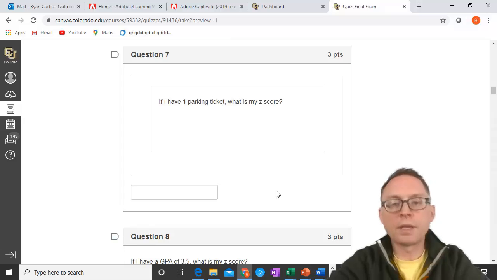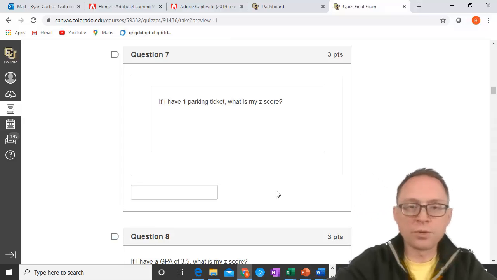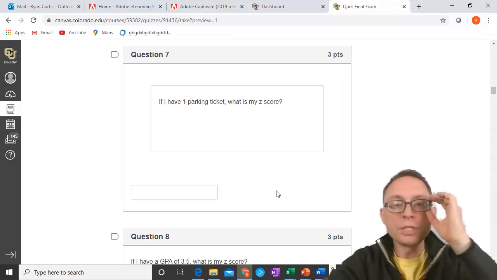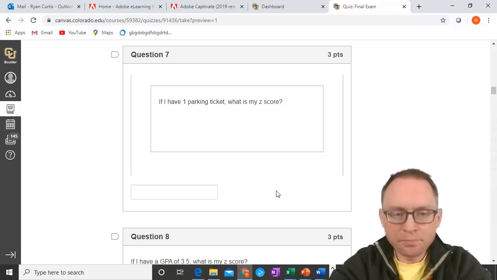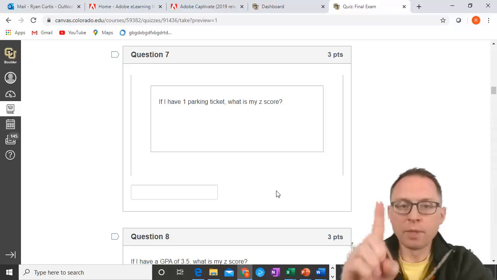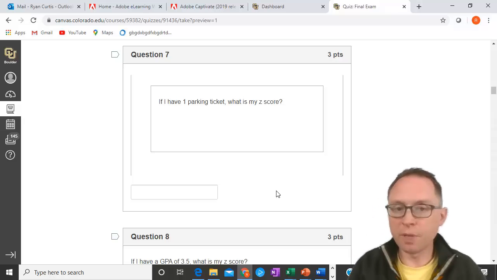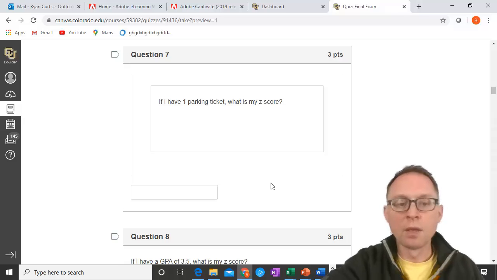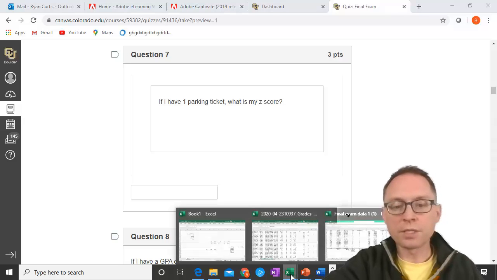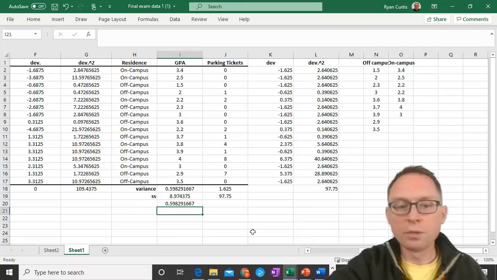If I have one parking ticket, what is my z-score? All right, so a z-score is x minus x bar over the standard deviation. There's several different ways we could do this. We need to take x, which is 1, because I have one parking ticket, minus x bar, whatever the mean is for parking tickets, divided by the standard deviation. There's a few ways we're going to do this, so let's do it in Excel first, then we can do it in RStudio if you want.